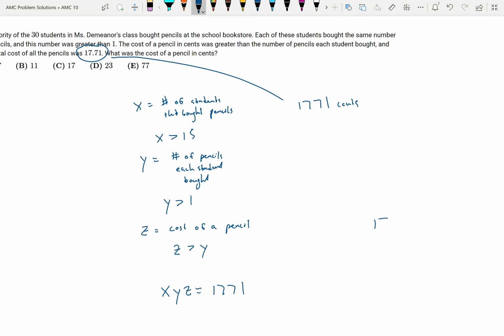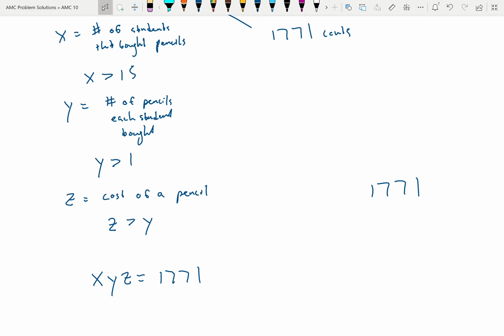And so I'm going to try to find the prime factorization of 1771. So we go through our divisibility rules, and when you get to 7, it should work. I'm just going to review that. The divisibility rule for 7 is: take the last digit of a number, multiply it by 2, and subtract it from the truncated number, and keep doing this until you're left with a single number. If that number is either 0 or 7, then it's divisible by 7.